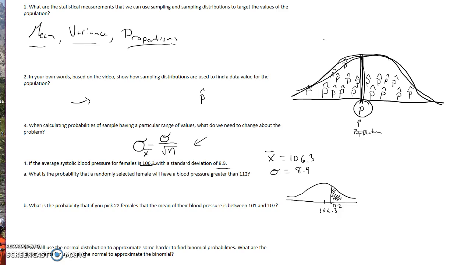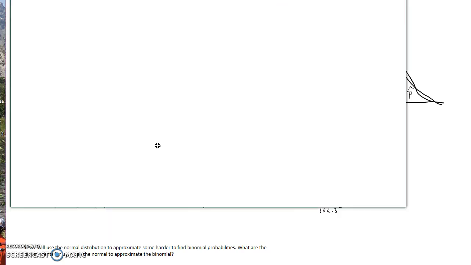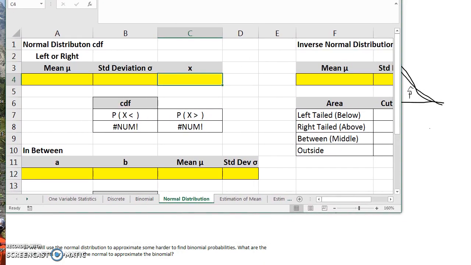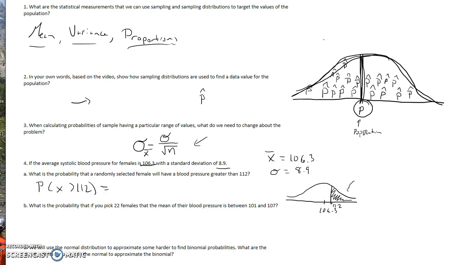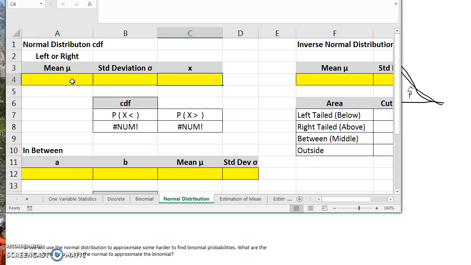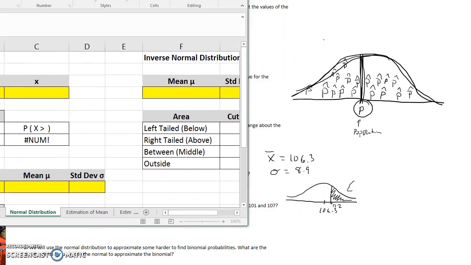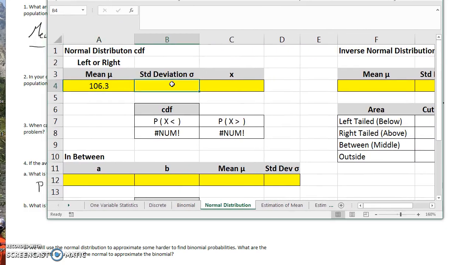So 112 would be here, greater than is this way. So we are finding the probability that X is greater than 112. And to do that, remember we use the Microsoft Excel spreadsheet. And this time, when we take a look, we're going to see this is shaded to the right, correct? So we're going to pick the tab for left and right, and our mean is 106.3. Our standard deviation is 8.9.